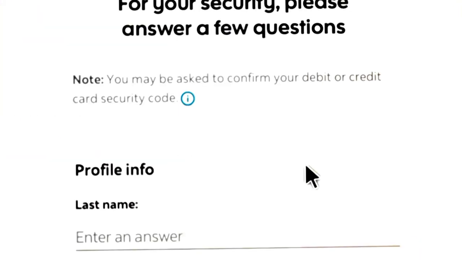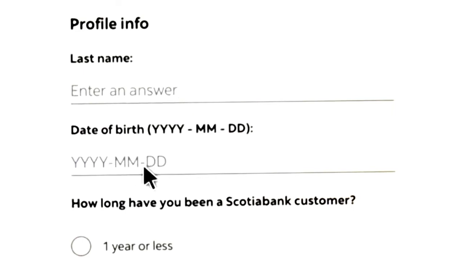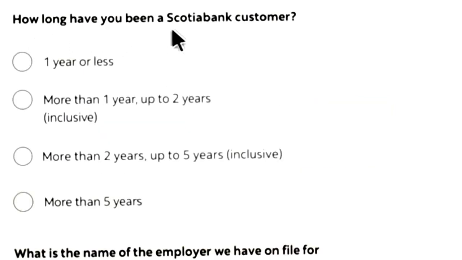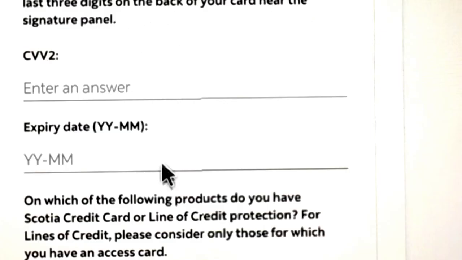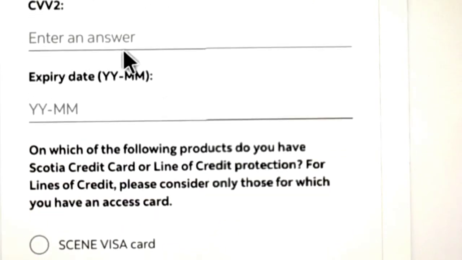Continue again and here you have to answer some security questions like your last name, your date of birth and how old your account is. You also have to select the relationship manager name. In case you don't know, you can select the none of the above option. Thereafter, it's asking your CVV and expiry date of your card.